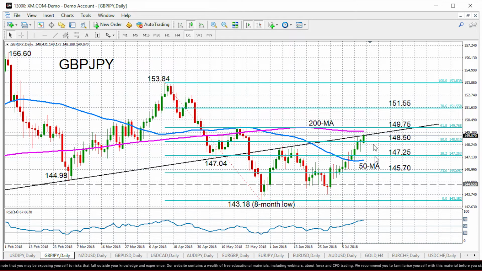But if we were to see a downside reversal, support should come at the 50% Fibonacci around 148.50. A break below that level would open the way towards the 38.2% Fibonacci around 147.25, and not too far below that we have the 50-day moving average around 146.80. So a drop below the 50-day moving average would shift the focus back to the downside and potentially lead prices towards that 8-month low of 143.18 we saw back at the end of May.